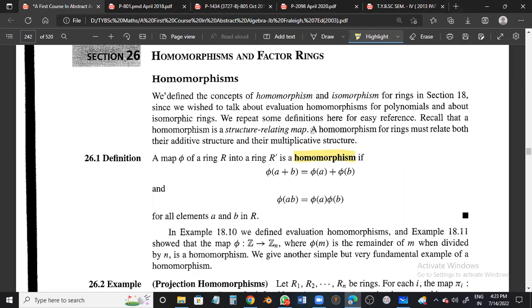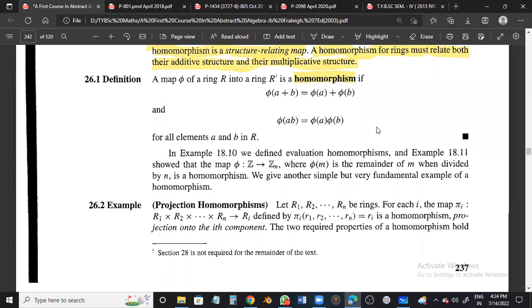So what actually happens is a homomorphism for rings relates both the structures, additive structure and multiplicative structure also. Okay, so homomorphism is nothing but a structure preserving map, or we can say structure relating map. All right. Now let us move ahead.